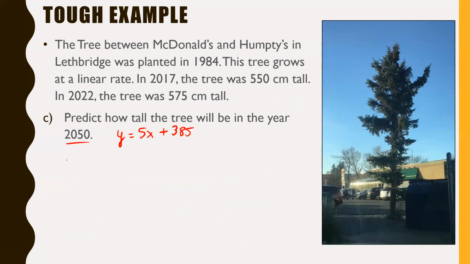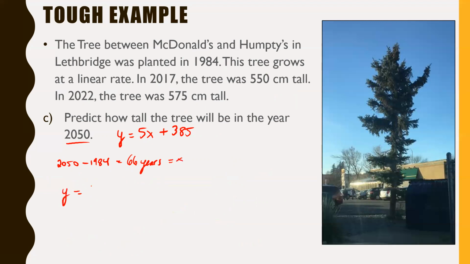We have the year 2050. Remember, X represents years since 1984. So we need to figure out that first. I'm going to go 2050 minus 1984. Let me just plug that in real quick. That's 66 years. So when this tree is 66 years old, we want to figure out how tall this tree is. So let's throw that in there. 66 is our X, right?